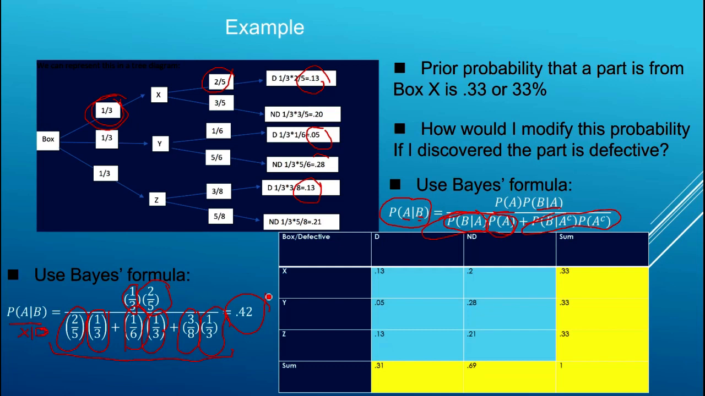Well, take a careful look at the tree diagram, and what you'll discover is that box X has a full 2/5 of its light bulbs which are defective, whereas box Y only has 1/6 of its light bulbs that are defective. So based on knowledge that it's defective, we would want to upgrade the probability that it came from box X, because overall, box X tends to have more defective light bulbs than the combination of boxes Y and Z together. An updated probability.